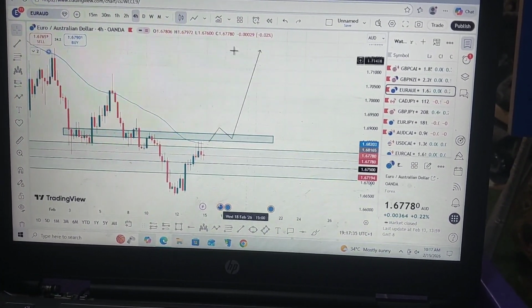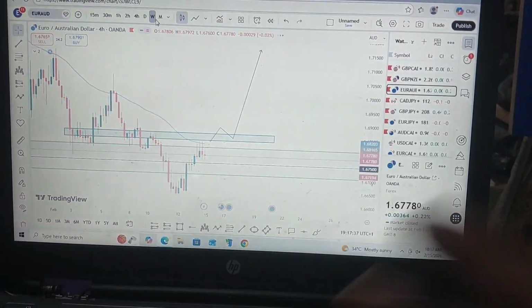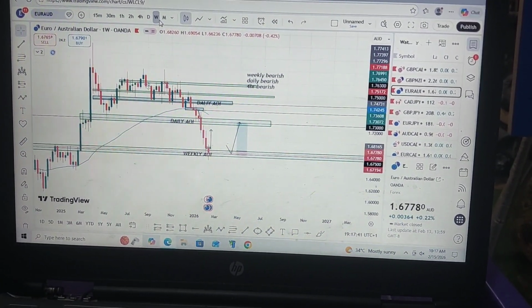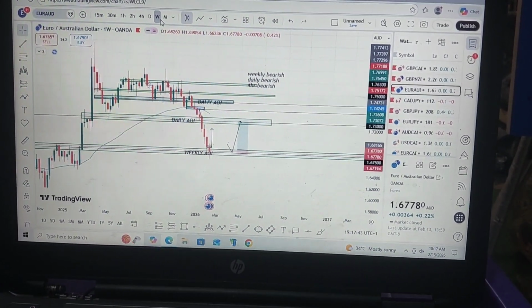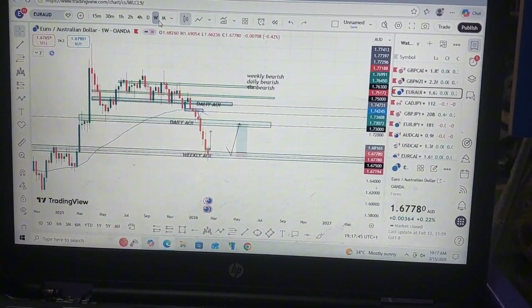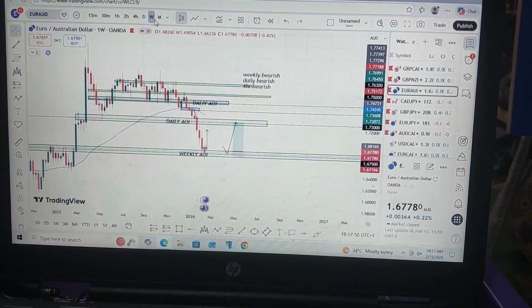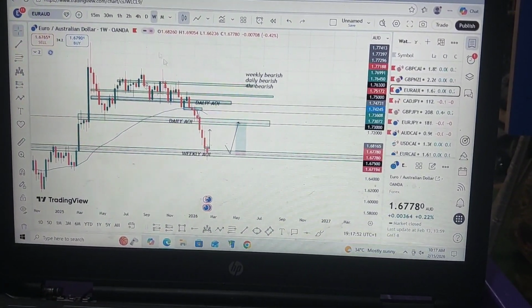In the Euro AUD, in the weekly time frame, you can clearly see we are in a bearish trend. We have had a massive move of bearish momentum.